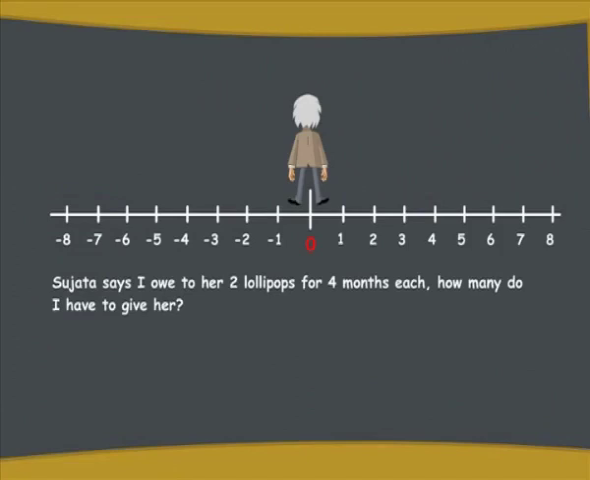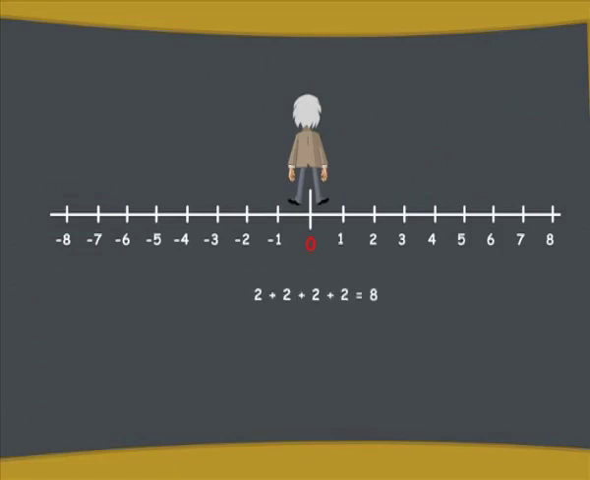For now, Sujata says I owe to her 2 lollipops for 4 months each. How many do I have to give her? 2 plus 2 plus 2 plus 2. Write that on the board. This is actually 2 into 4. So I have to take 2 steps 4 times. But first, I have to always start from 0 first. And then take 2 steps 4 times.